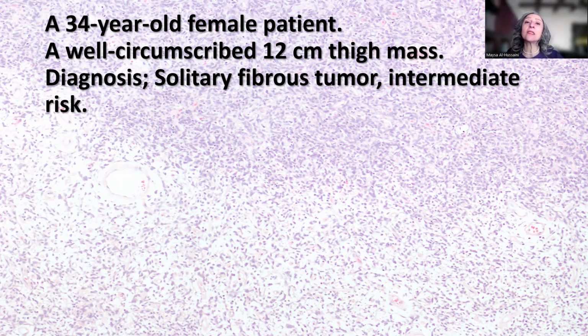Remember that STAT6 immunohistochemistry is the most important, robust ancillary technique to confirm the diagnosis. And remember to assign risk stratification whenever you encounter a case of solitary fibrous tumor in the soft tissue, regardless of the location.